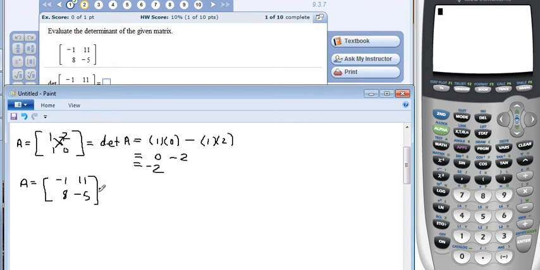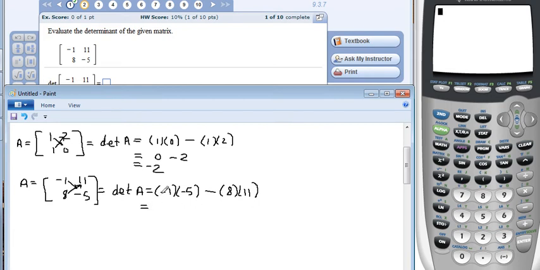Okay, we want the determinant of this matrix. Again, we need cross products. So we're going to do -1 times -5, and then we're going to subtract this cross product, 8 times 11. It doesn't matter on the order of these two things. It could be 11 times 8 too.